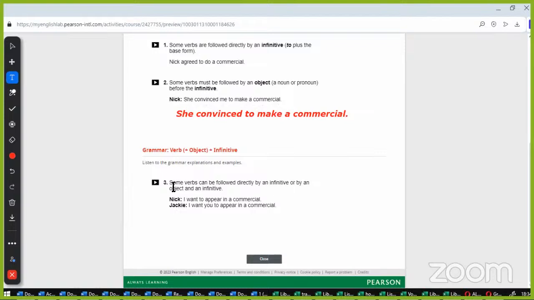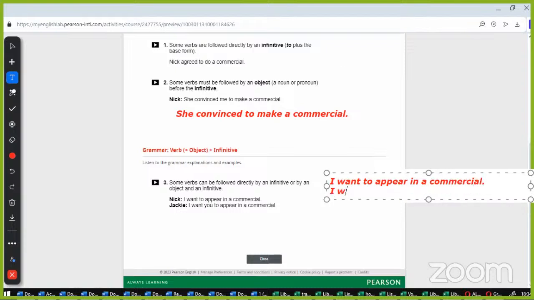And there are some verbs that can be followed directly by an infinitive or an object and an infinitive, like I want to appear in a commercial, or I want you to appear. Both of them are good because appear can be followed by an infinitive and an object. And of course, both of them make sense. Okay. Is there any question?